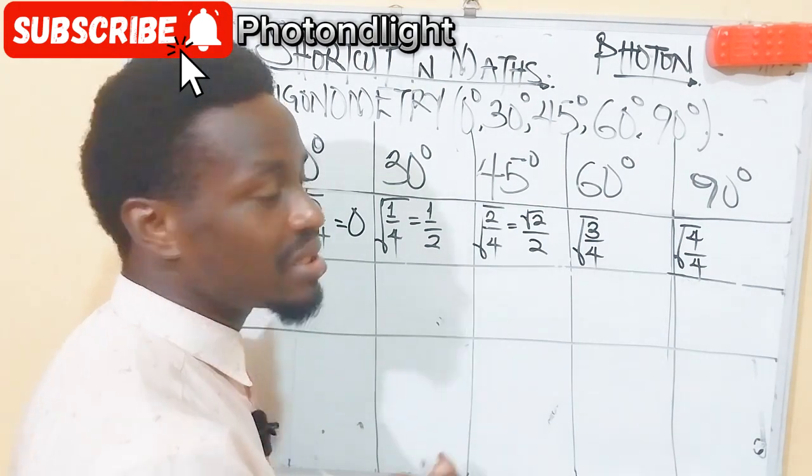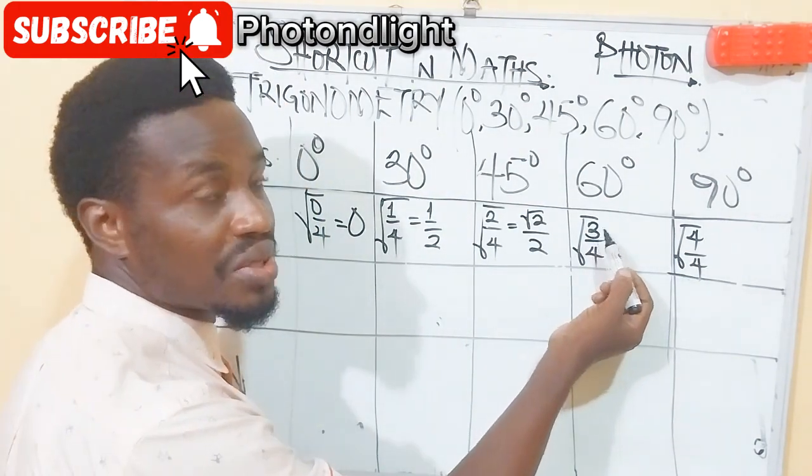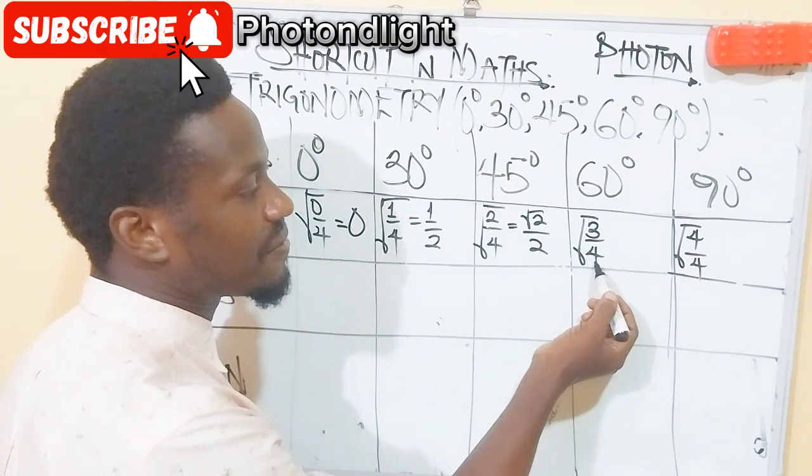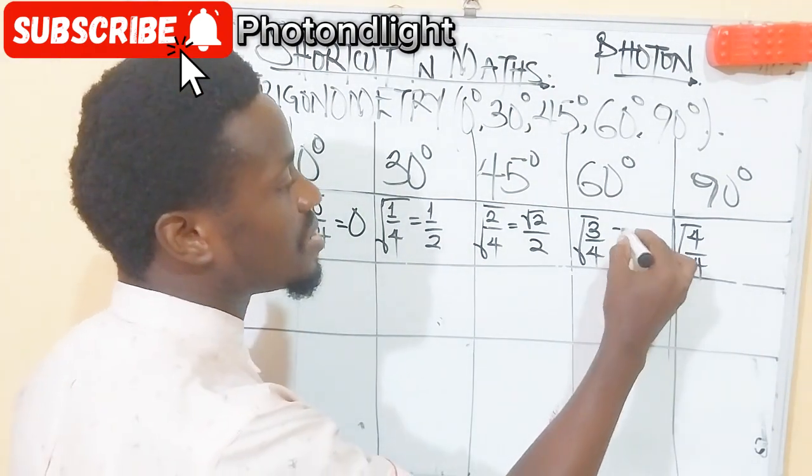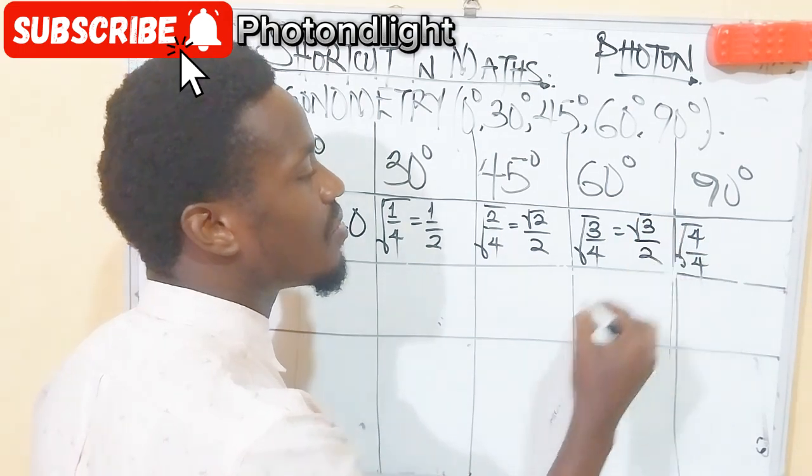We'll move on to the next one. We can't find the square root of 3 to give us a number without a remainder, but we can find the square root of 4. And if you find the square root of 4, you get 2. So this gives you the square root of 3 over 2.